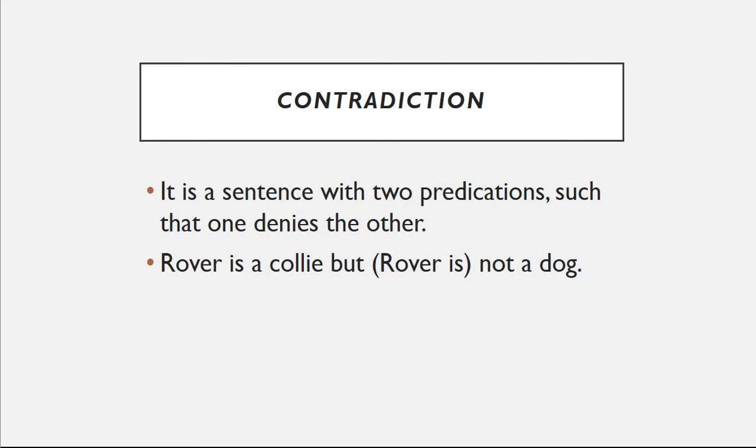So let's see what a contradiction is then. It's a sentence with two predications such that one denies the other. It is like saying Rover is a collie, a type of dog. Rover is a collie, but not a dog. It is impossible, so there is a contradiction. If Rover is a collie, it must be a dog. We cannot say not. This is an example of contradiction.